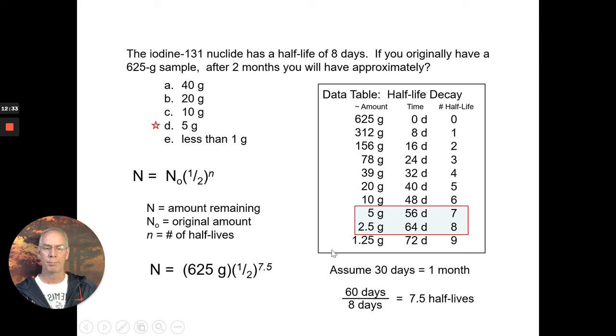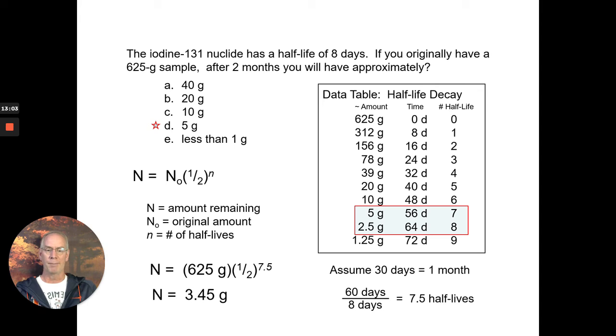So, if I want to plug this into my calculator, the original amount was 625 grams. And based on the assumption that there are 30 days in a month, and the half-life is 8 days, 7.5 half-lives passed. So if you take 1/2 and raise it to the power of 7.5 and multiply by 625, you get an answer of 3.45 grams, which is probably the correct answer.